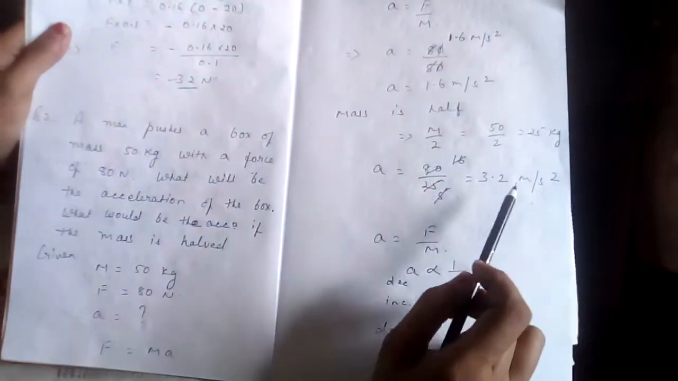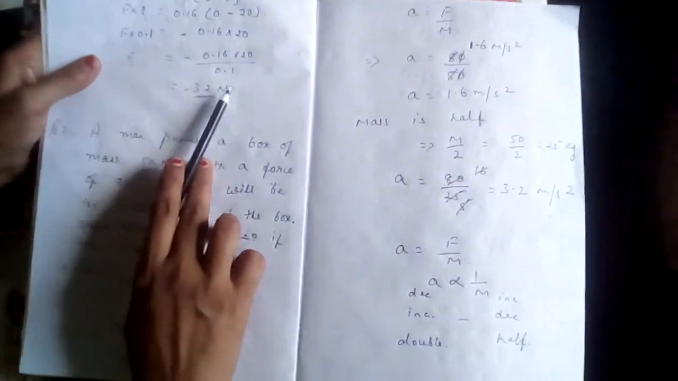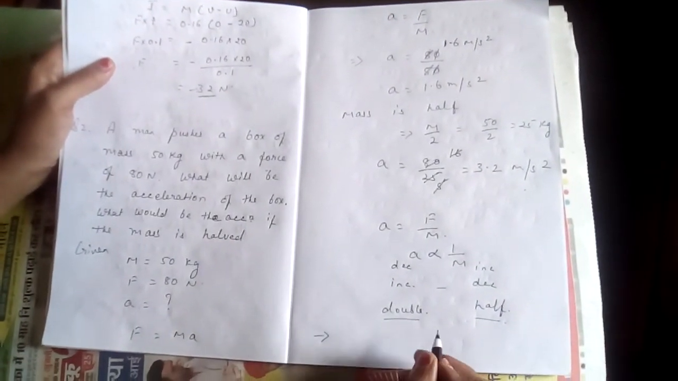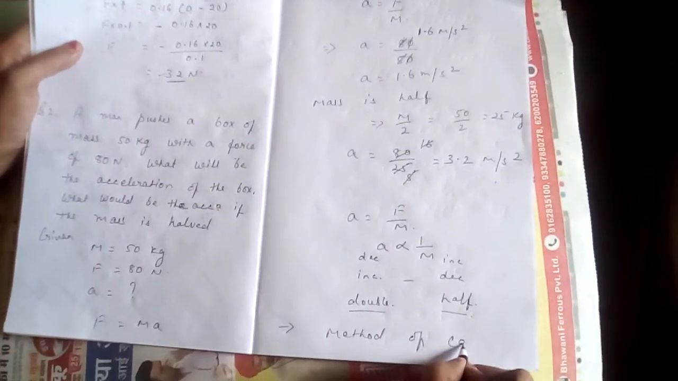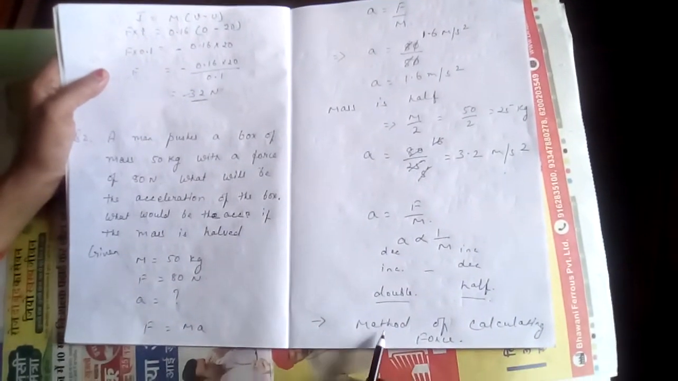So like this, in the first numerical we have got F equal to 32 Newton, and this one we have got as the conclusion. From Newton's second law of motion, it teaches us the method of calculating force. Newton's first law gives the definition of force, and Newton's second law gives the method of calculating force.